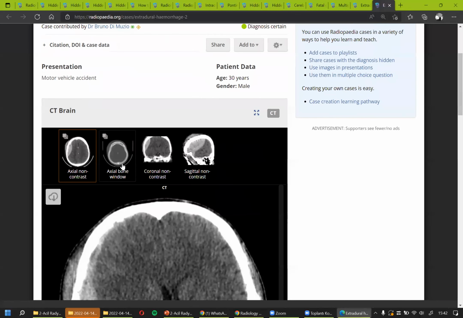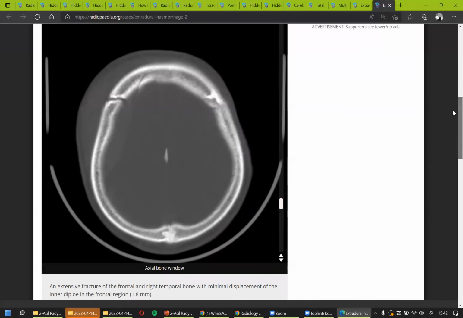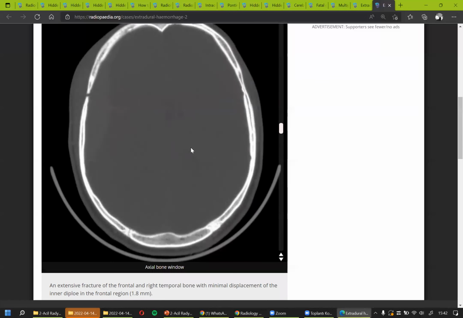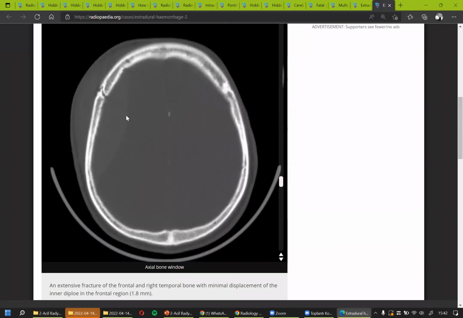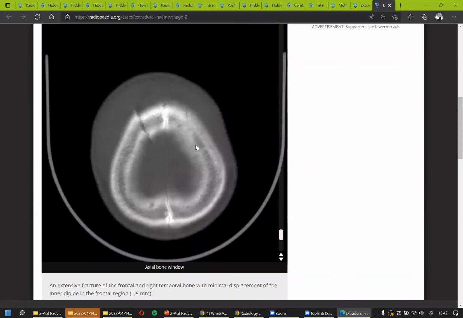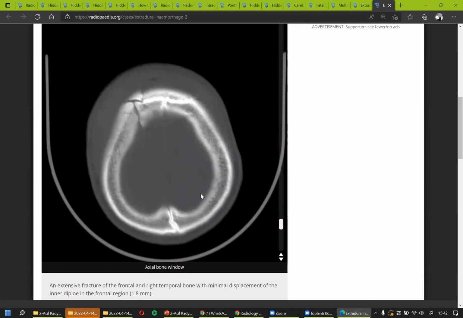Okay, let's open the bone window and check the fracture of the patient. You can see the fracture easily. That's a very obvious one. Okay, another trauma patient we can do.